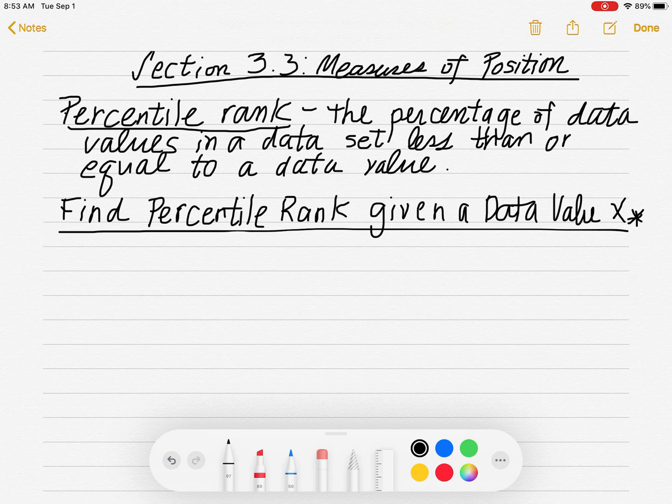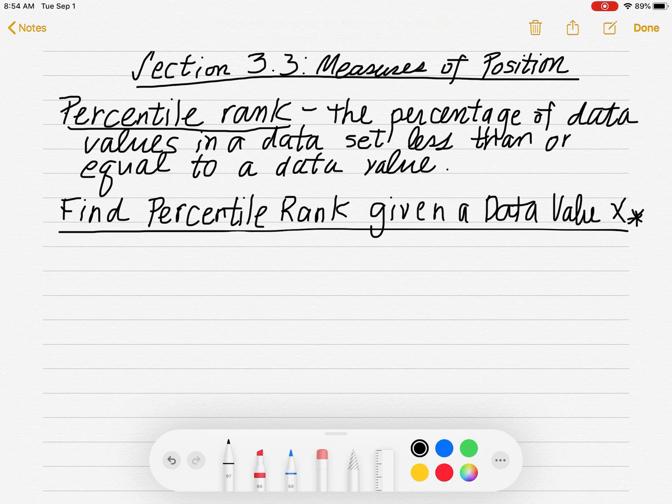So we've made it to section 3.3, which is about measuring position of particular data values. Let's say you have a list of data, and it's in order from the smallest number to the largest number. That's called ascending order. So if you were to pick out a particular data value in that list, you might be interested in what percent of data values are less than or equal to that, and that's called the percentile rank. So the percentile rank is the percentage of data values in a data set that are less than or equal to a particular data value.